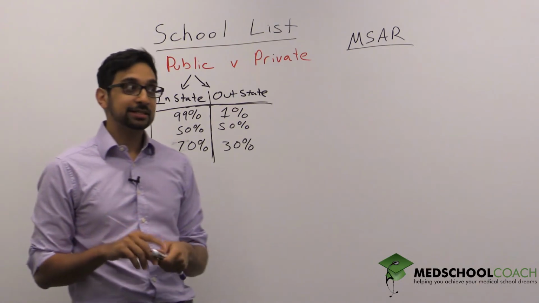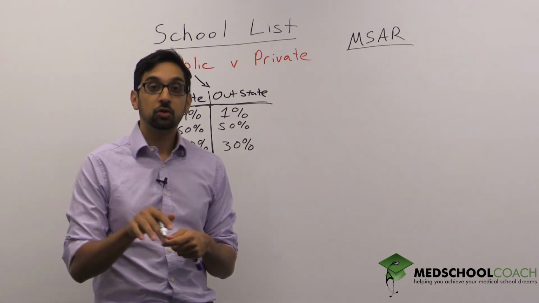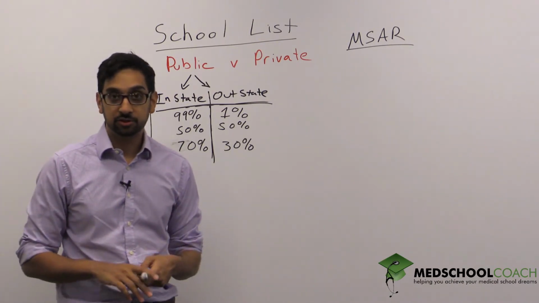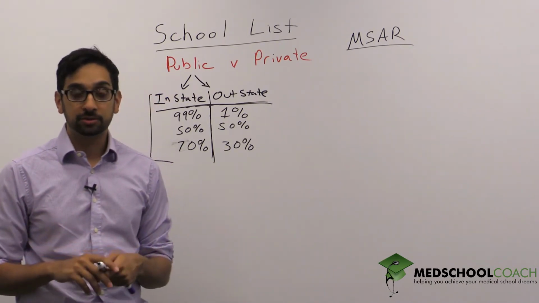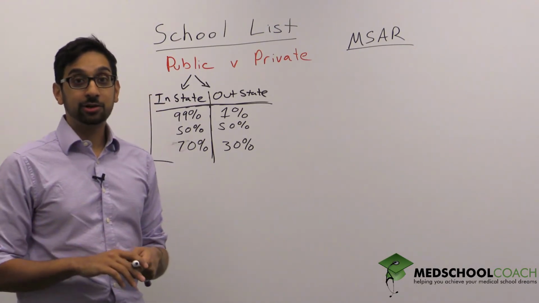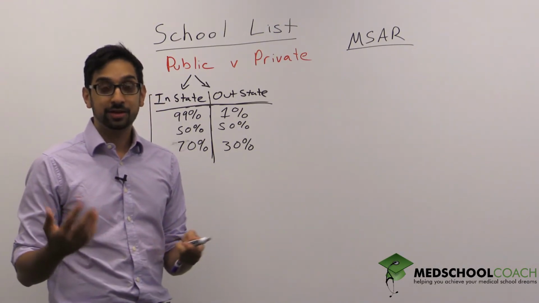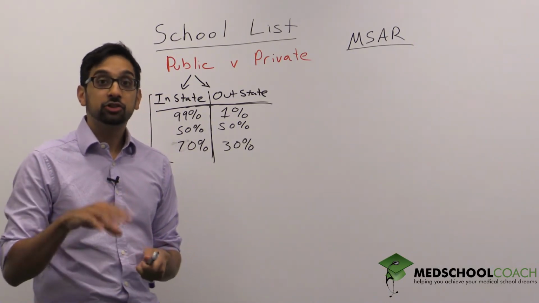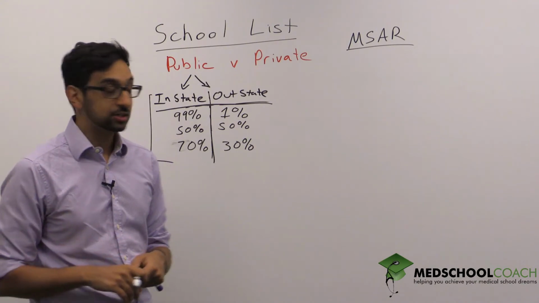Now, for most applicants, I tell them that you should apply to your own public schools anyway. So if you're from California, apply to all the California public schools. If you're from New York, apply to all the New York public schools. Now, there's some exceptions to this, right? UCSF in California is an extremely competitive medical school. So if you have no shot, maybe it's not worth applying. But in general, you should consider applying to all of your state schools.